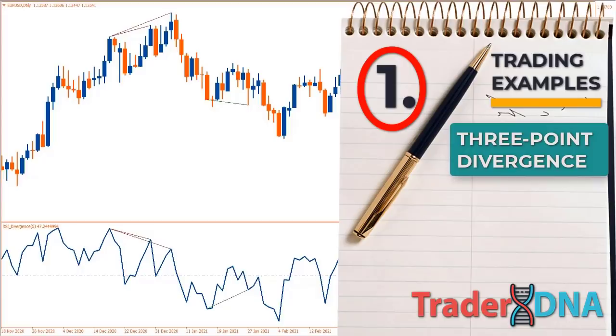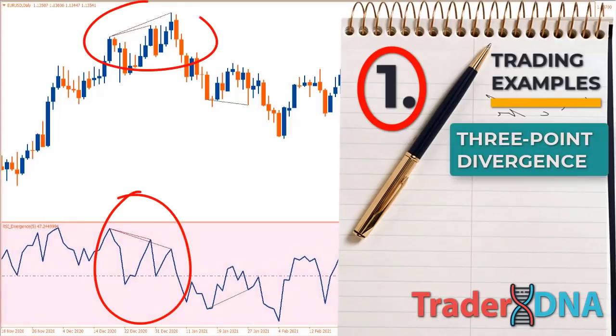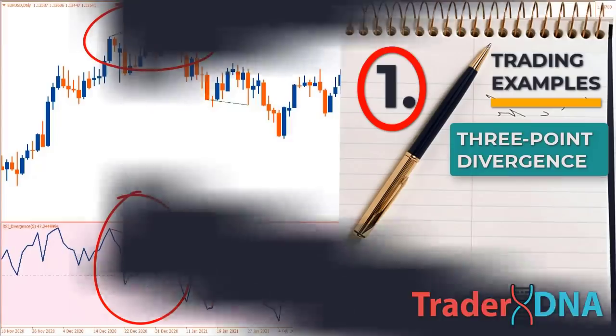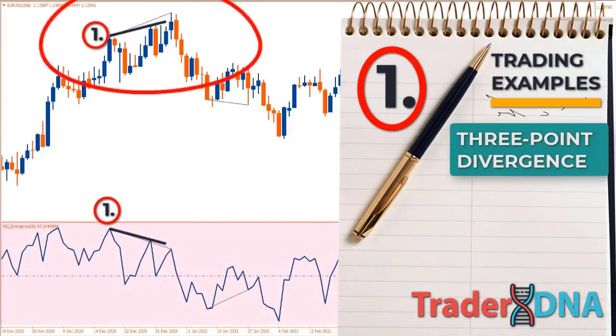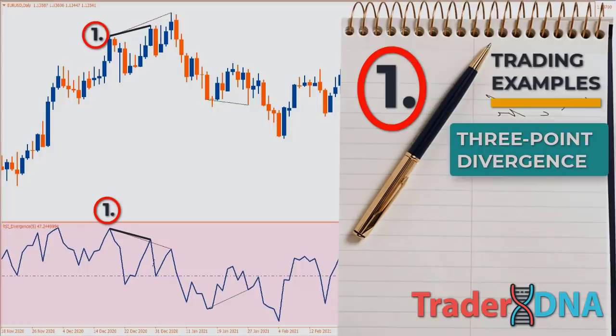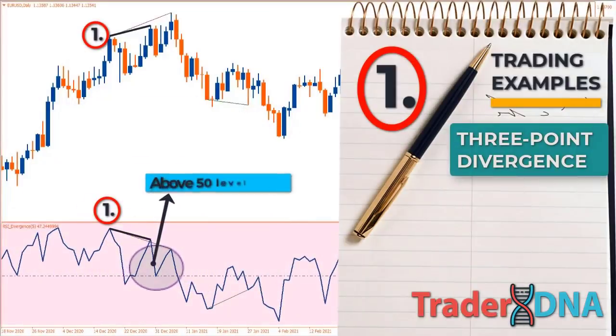This daily chart of Euro United States dollar, our RSI divergences indicator, shows 2 consecutive bearish divergences, also called a 3-point divergence. First, as prices pushed higher, the RSI made a lower high which completed the first bearish divergence. However, the RSI line is above the 50 level, so we sat on our hands.